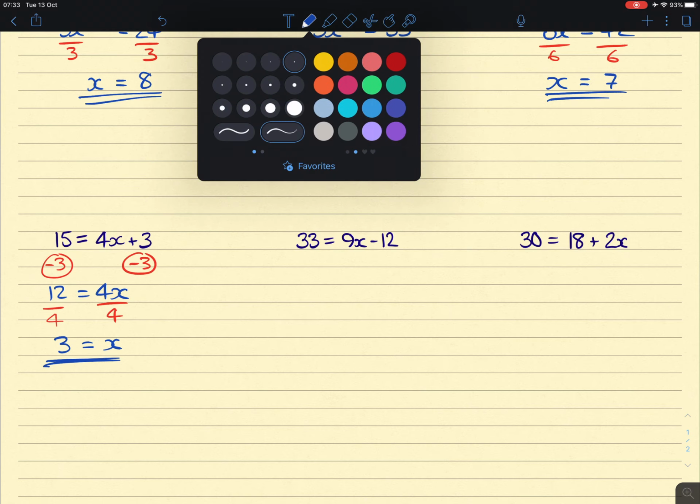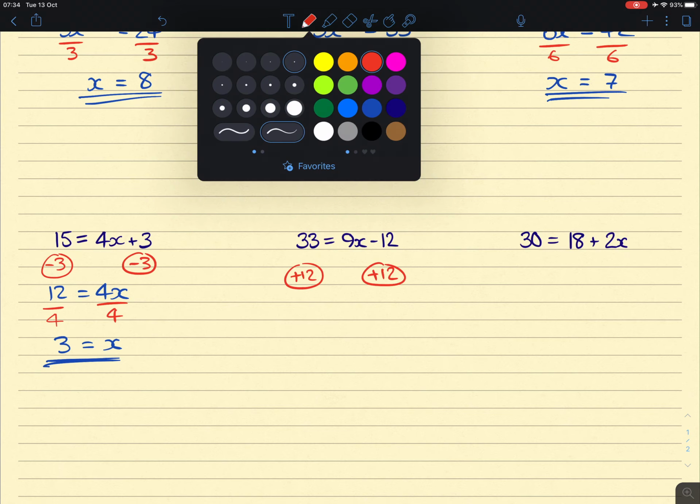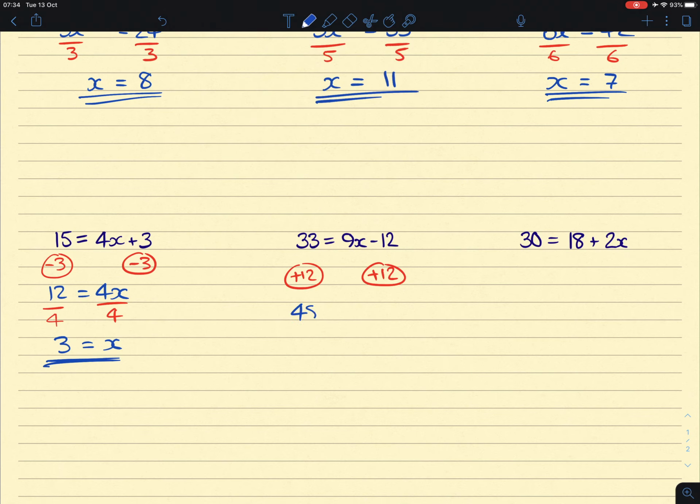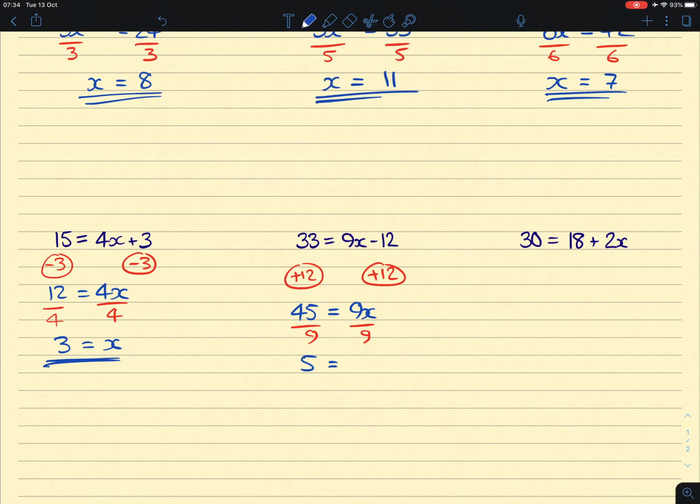Next one, we have a multiply by 9 and a take away 12. The take away 12 is the first one that's got to go because it's furthest away from the letter. Add 12 to both sides, that'll make that happen. 33 plus 12 will give us 45 on the left. We'll be left with 9x on the right. And then we divide both sides by 9 to get rid of that multiply by 9. You will have 5 equals x.